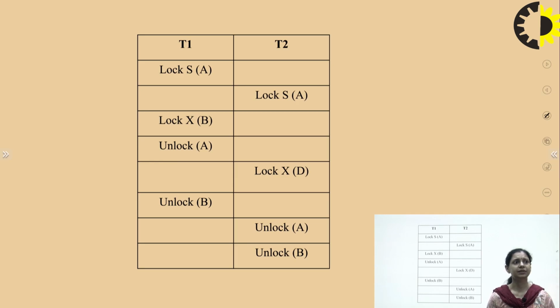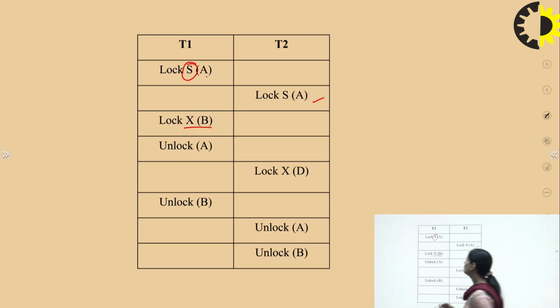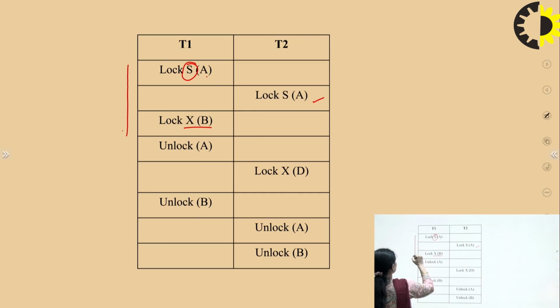So let's take an example over here. We have the lock S, the shared lock, taken for a variable A by the transaction T1. Because this is a shared lock, the shared lock can also be taken by the transaction T2. Now, the transaction T1 has taken another lock, an exclusive lock, on variable B. So when it is acquiring the locks from here to here, this phase is known as the growing phase. That is phase 1.